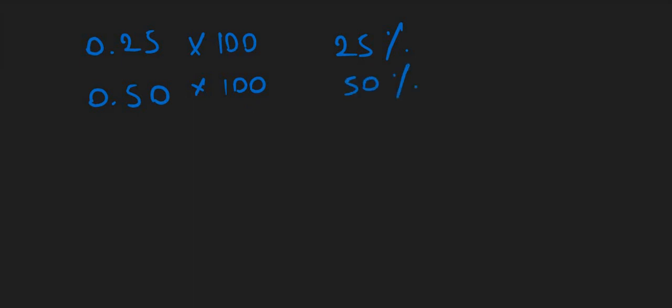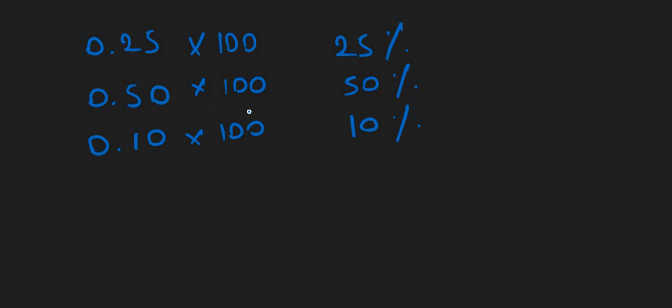Here we have two decimals, 0.25 and 0.50. How are we going to convert these decimals into percentages? We simply have to multiply them by 100. If we multiply 0.25 by 100, we get 25, and that is 25%. 0.5 multiplied by 100 is 50%. Therefore, any decimal can be expressed as a percentage just by multiplying by 100.